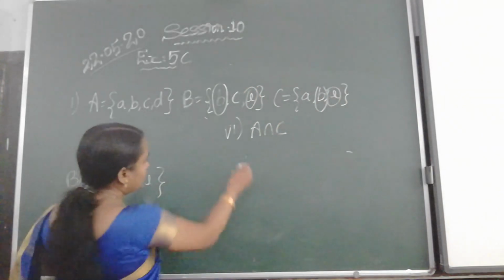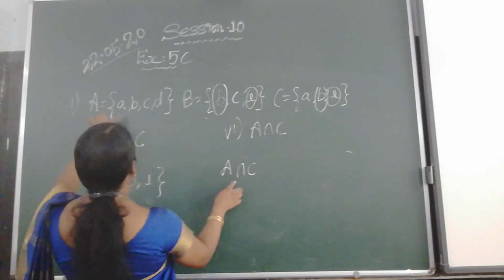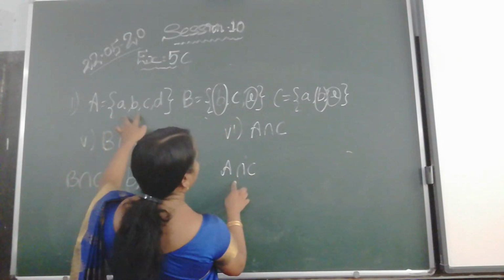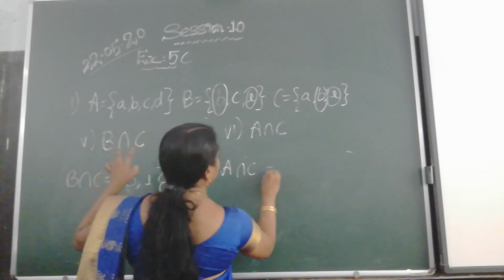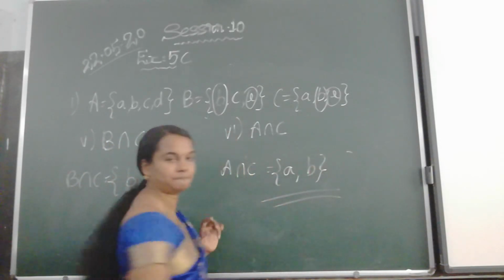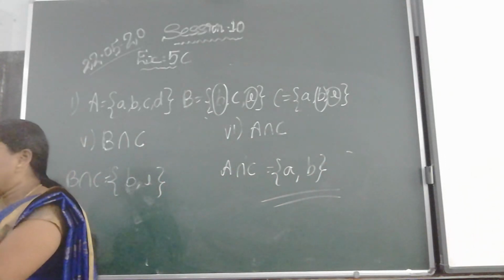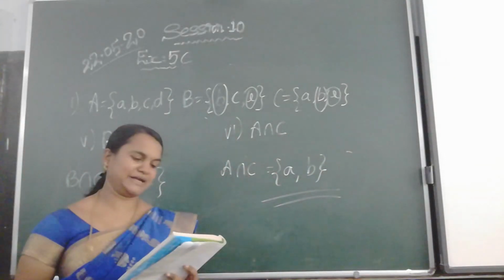Very easy. Now A intersection C: A and C, compare which is common. A and B are the common. So the answer is A and B. This is the answer. Okay, good. Now we will go to the next question. The second one is the same way.